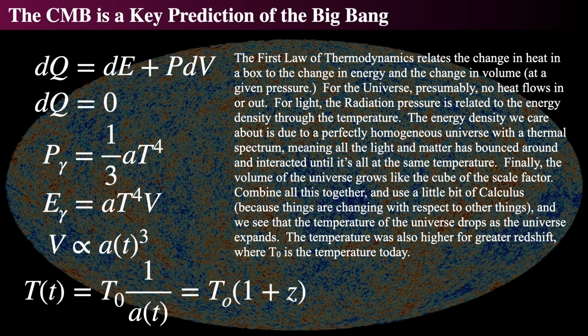All right. The cosmic microwave background is a key prediction of the Big Bang, and the first law of thermodynamics actually tells us all about it. So first we have to assume that everything is homogeneous and isotropic, and then we're going to start with the first law of thermodynamics, and these equations give us the story of how the cosmic microwave background is a key prediction.